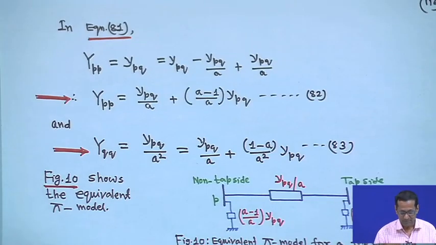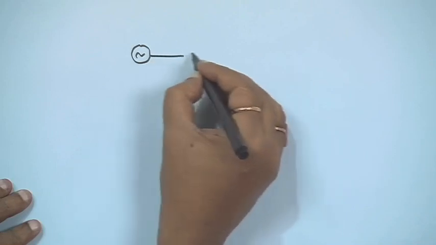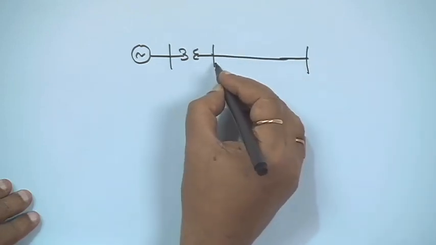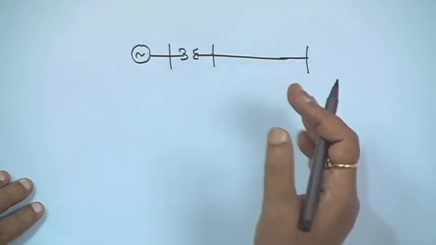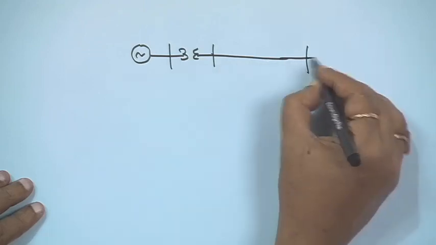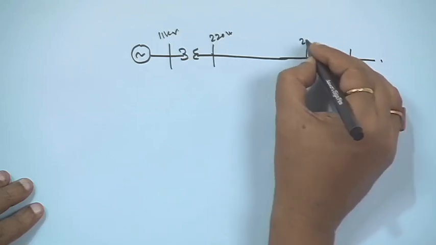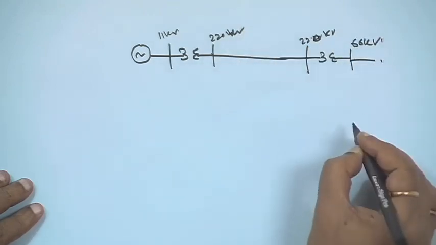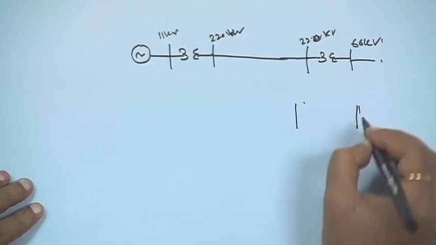Suppose you have a generator, then you have a transformer, a step up transformer, going to the transmission line. I am just showing the transformer, which may be step down or step up, anywhere in the line. Then again you have a transformer stepping down the voltage. Suppose this is 11 kV on the generator side, this is 220 kV, this is also 220 kV, and this is the 66 kV side. Suppose for example this is the transformer you are representing, and this is your 2 bus bars.